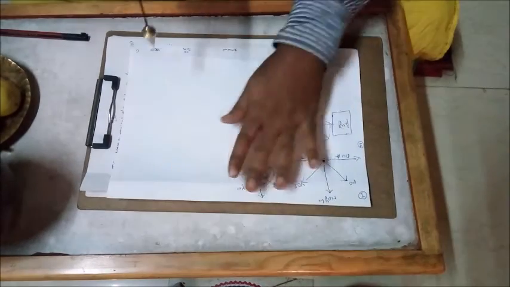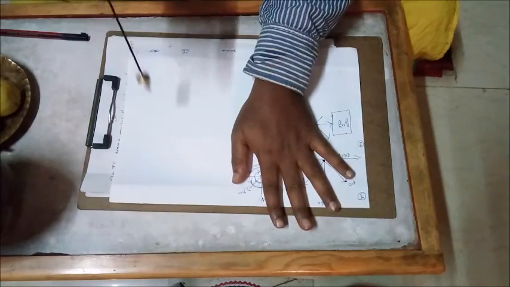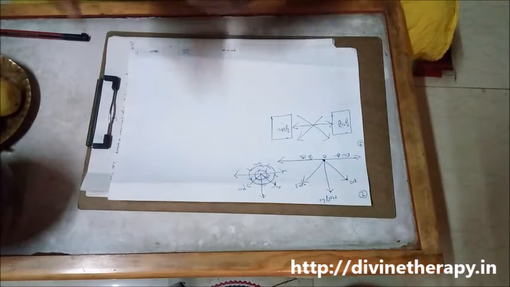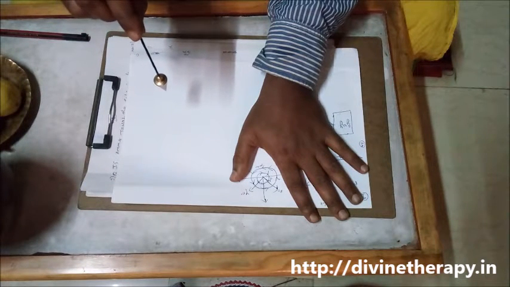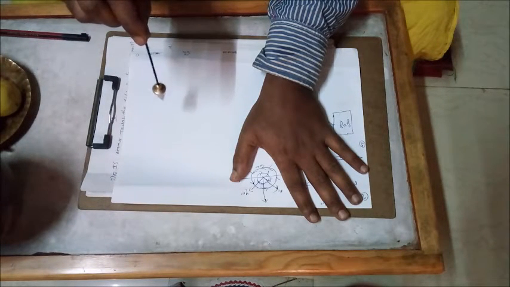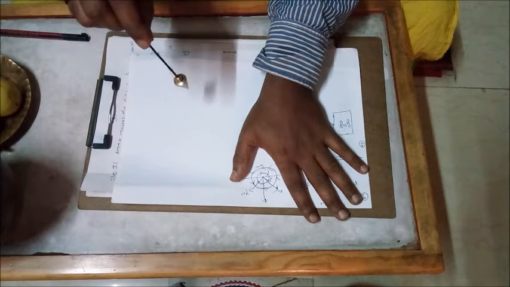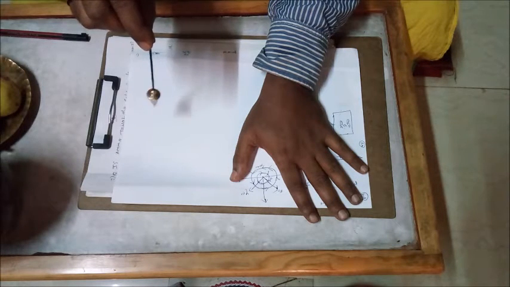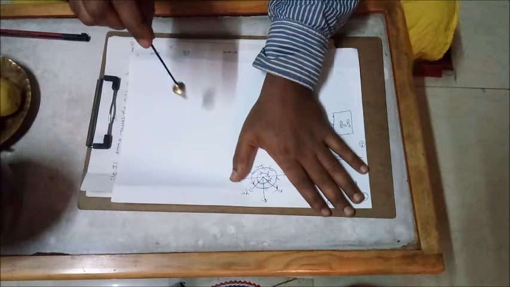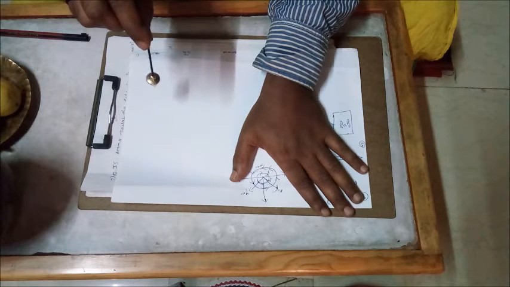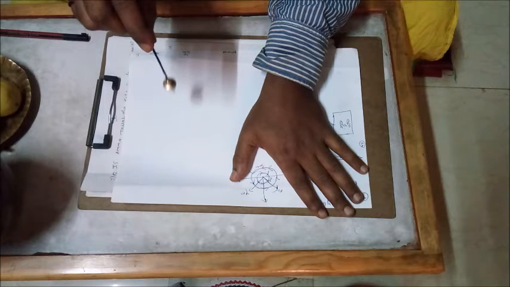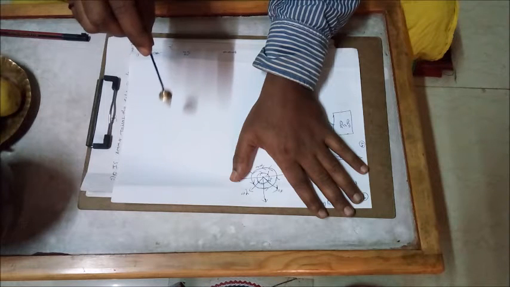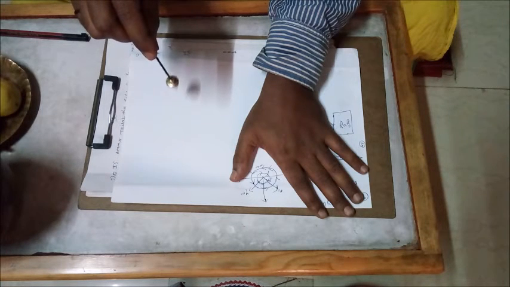For beginners, just forget about all this chart. Take a pendulum and check. Ask your pendulum which is your right direction. So I already trained my pendulum. Moving towards the right side is a yes, moving towards the left side is no, and moving in the middle is a maybe. This is what I already trained to my pendulum, and you should also train your pendulum before you start dowsing.